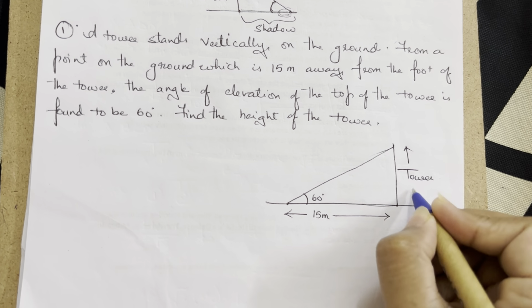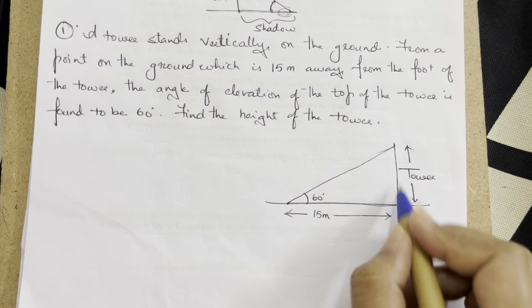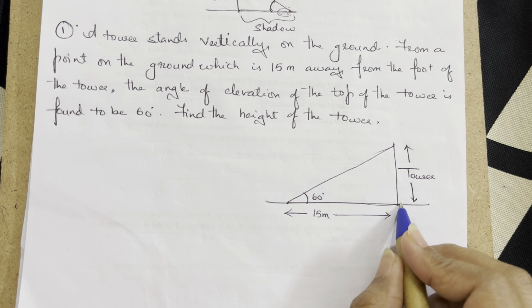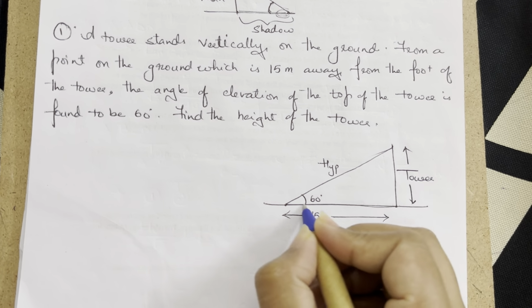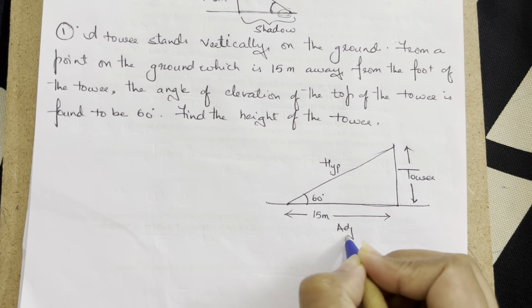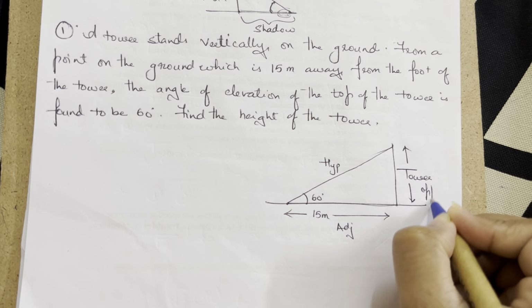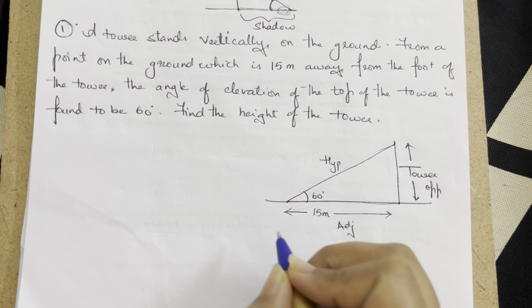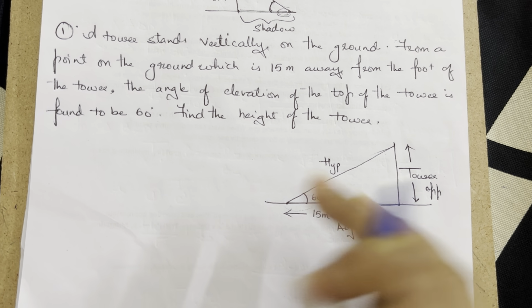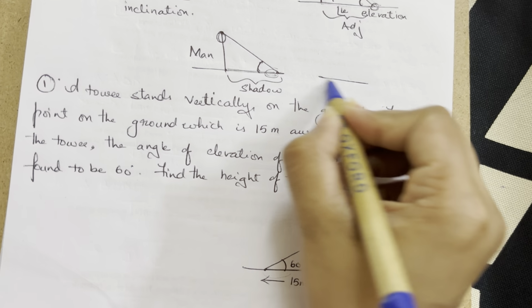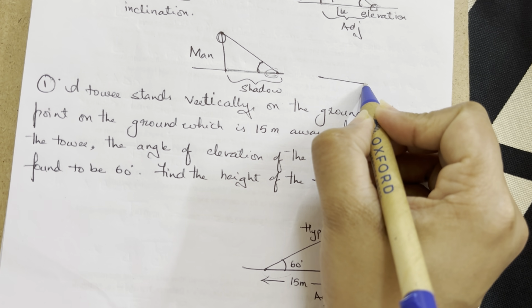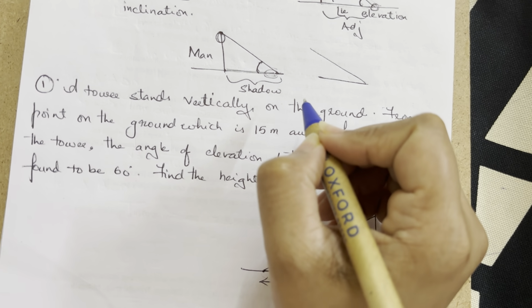I do not know how to find the height of the tower yet, but to me it appears to be a 90-degree right angled triangle, wherein this is the hypotenuse, this becomes the adjacent, and this becomes the opposite, because the angle that we are talking about is this. Now, the angle of elevation is always made from the horizontal. You need to have a straight line, only then the angle of elevation can be made.